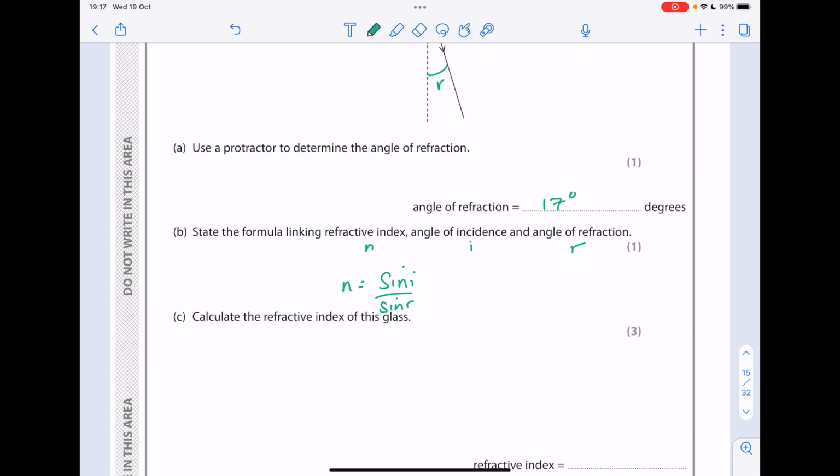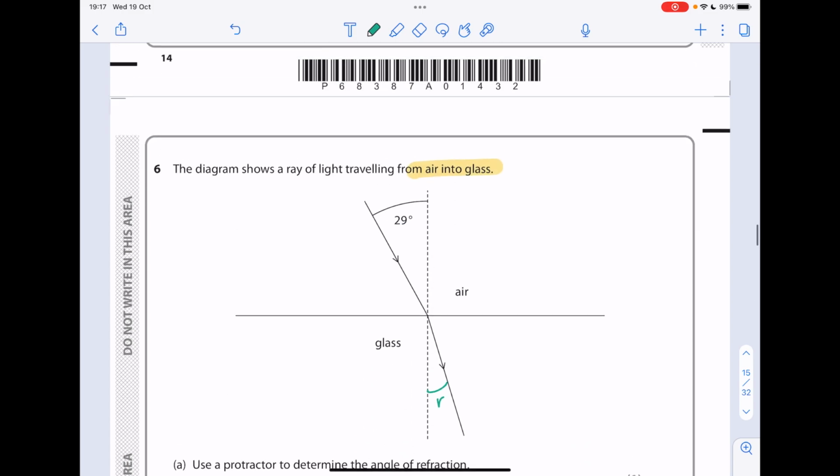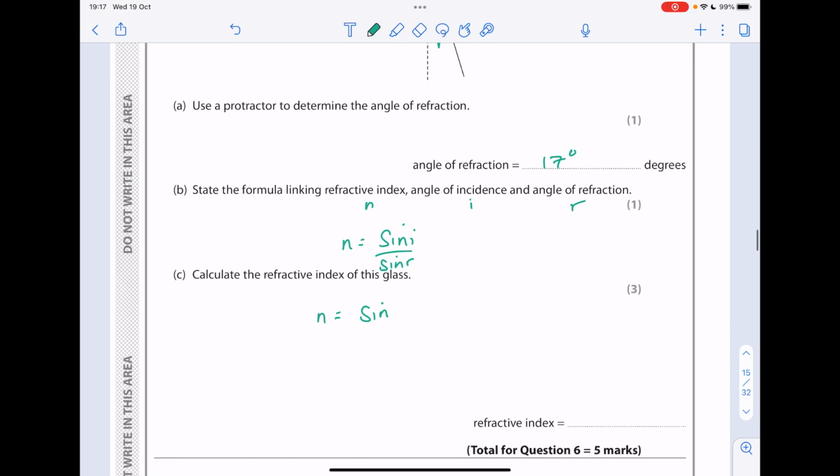Calculate the refractive index of this glass. So we know that the angle of incidence is 29 degrees. The angle of refraction we've just worked out is 17. Pop that into your calculator and you'll get a value of 1.7.